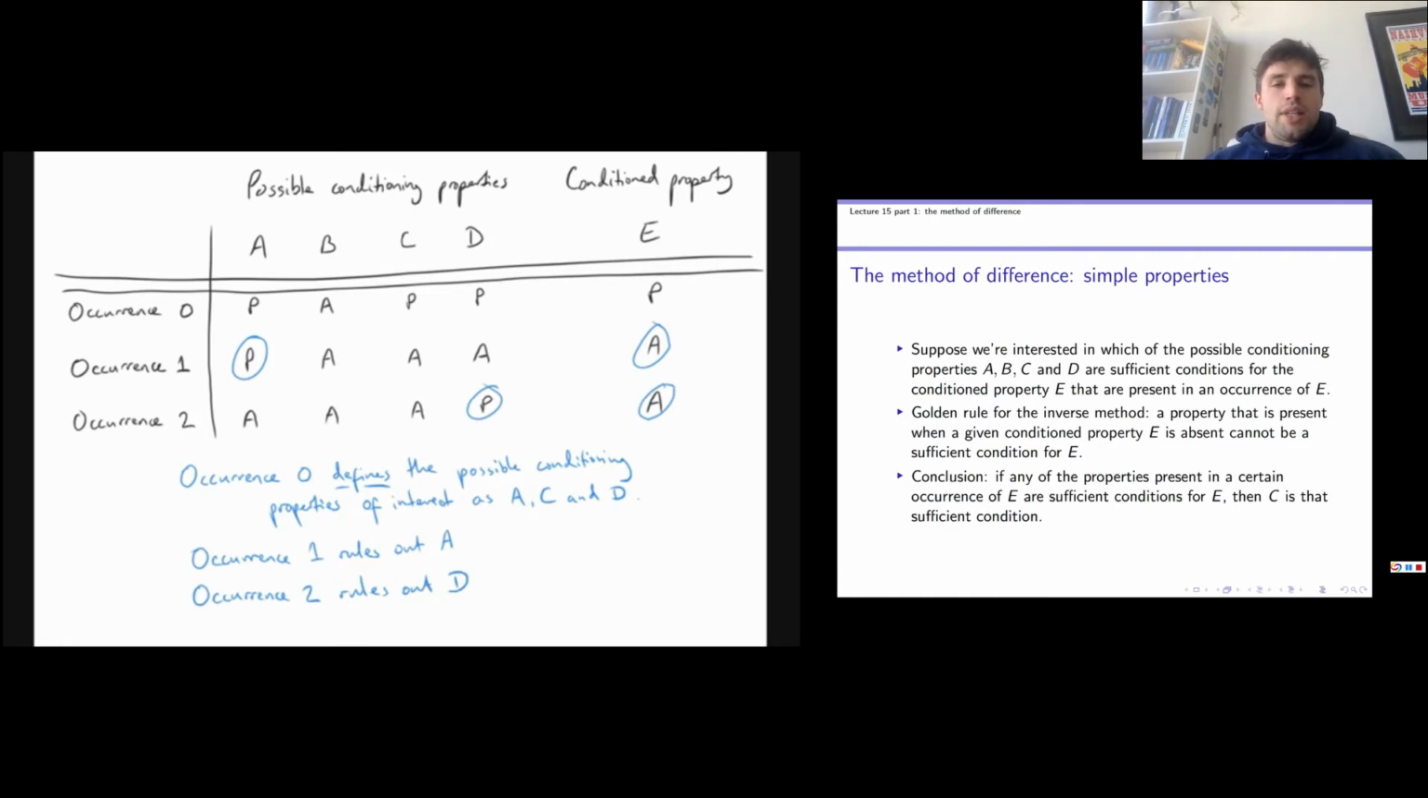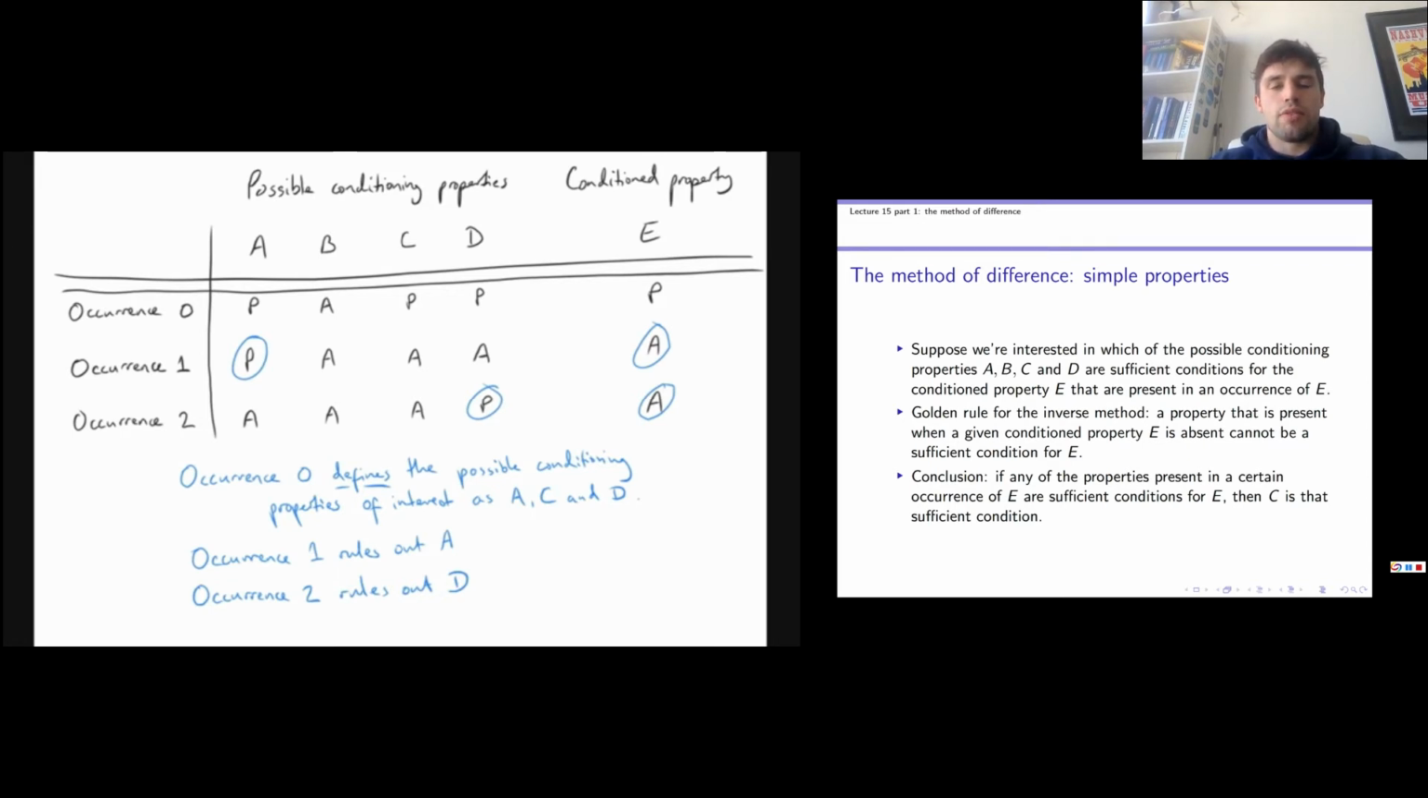Occurrence 0 rules out B as even a possibility of a sufficient condition that we're interested in, because B is not present while E is present, and to apply the method of difference, we're only interested in suspected sufficient conditions that are present in this occurrence of E. Then occurrences 1 and 2 rule out A and D respectively as possible sufficient conditions for E that are present in this occurrence of E, and we can tell that using the inverse method of agreement. So we conclude that if any of the properties present in this occurrence of E, occurrence 0, are sufficient conditions for E, by the method of difference, C is that sufficient condition.